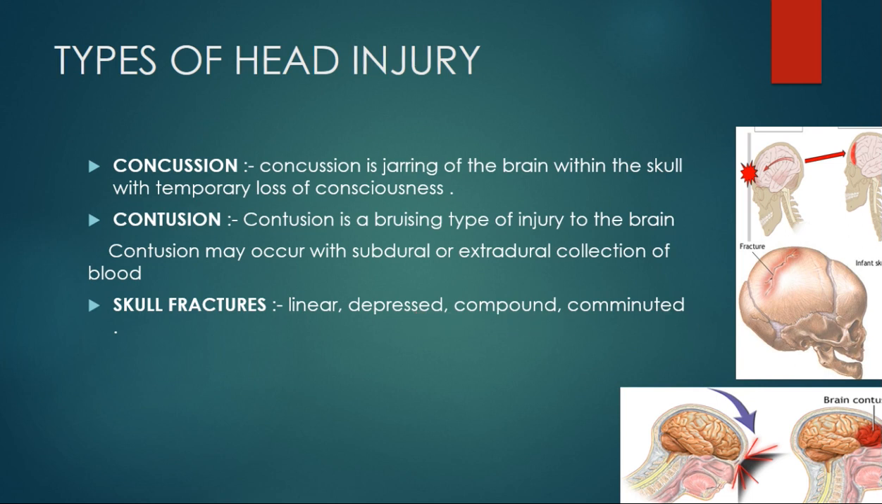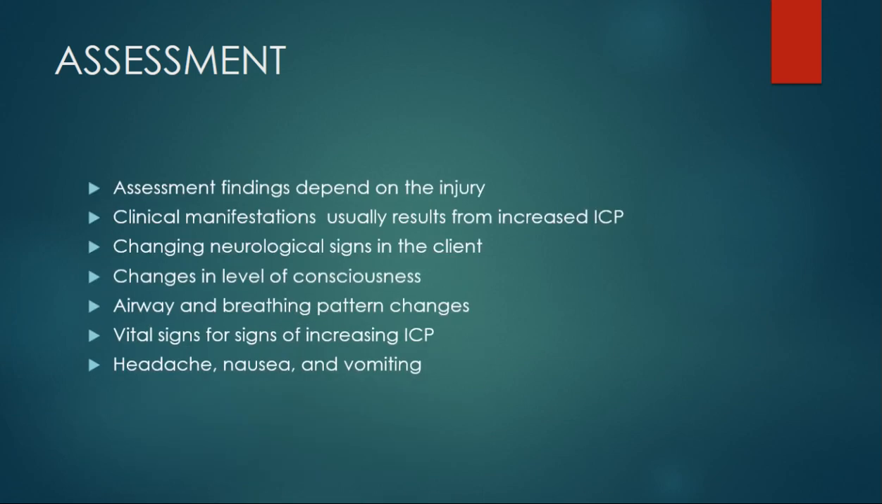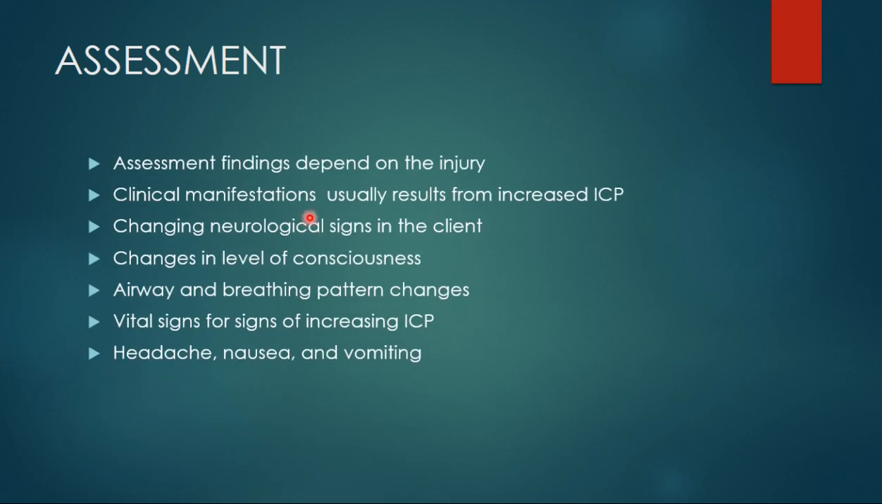Okay. So next is assessment. How we can assess the head injury. Assessment findings depend on the injury. Clinical manifestations usually result from increased intracranial pressure, changing neurological signs in the client, changes in the level of consciousness, and airway and breathing pattern changes. You have to assess the vital signs.